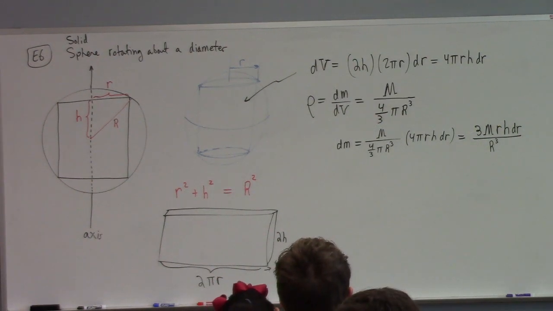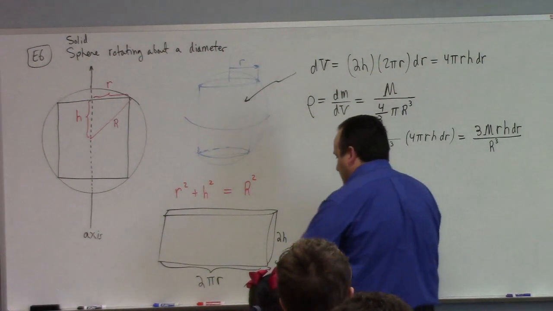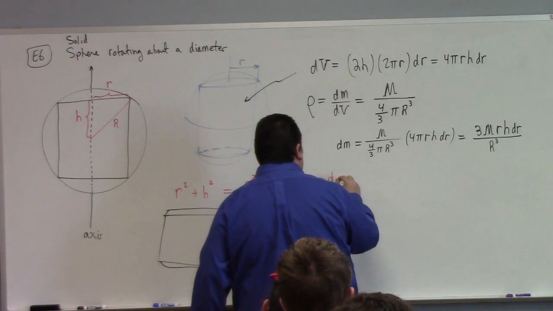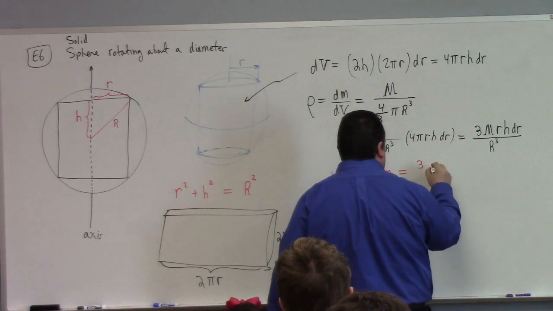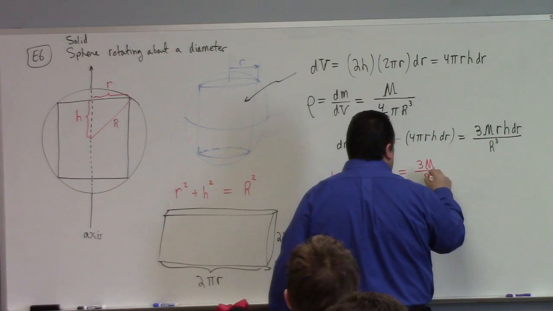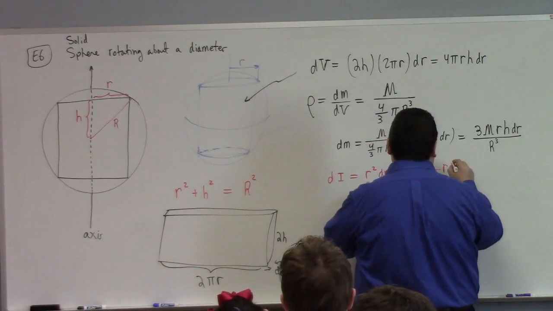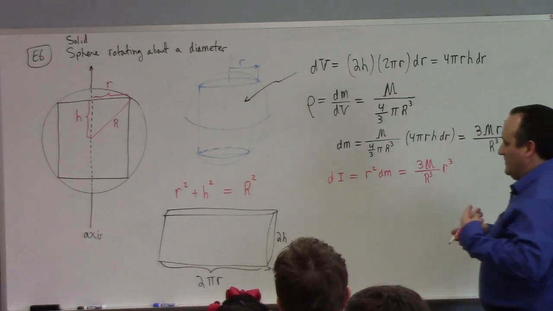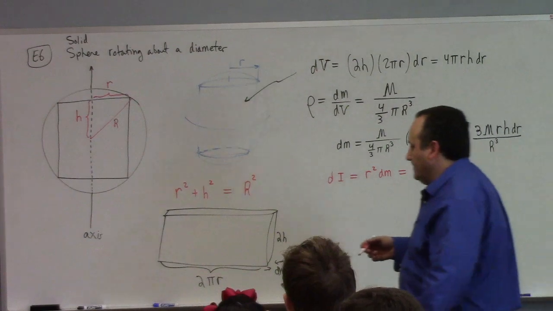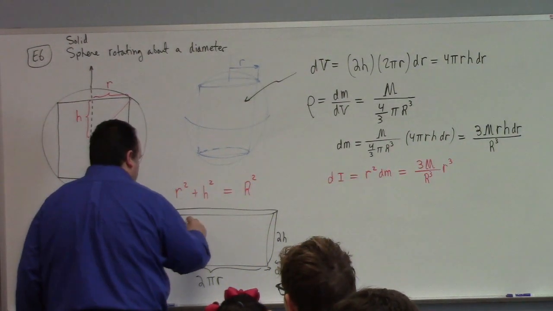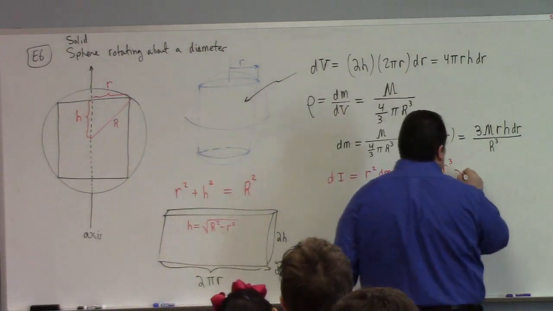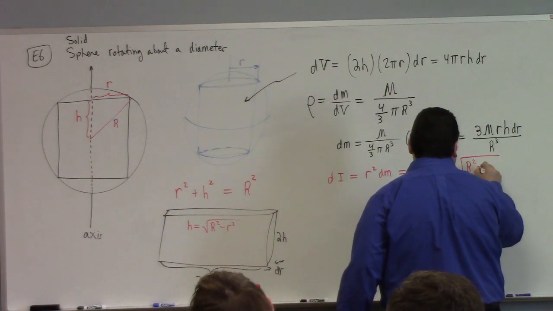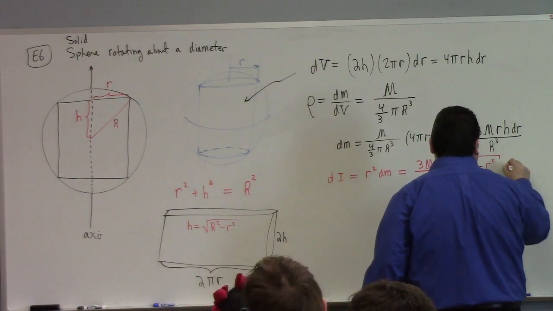Now that's just the infinitesimal mass that's subtended by this slice, right? What's the moment of inertia for the slice? The whole reason we took a cylindrical slice is so that we can write down the moment of inertia for the slice. dI is simply r squared dm, which apparently is 3M over big R cubed times r cubed h. Now at this point we should put in what h is. What is h equal to? The square root of capital R squared minus little r squared. Very good. So that's my h, and then we got dr.